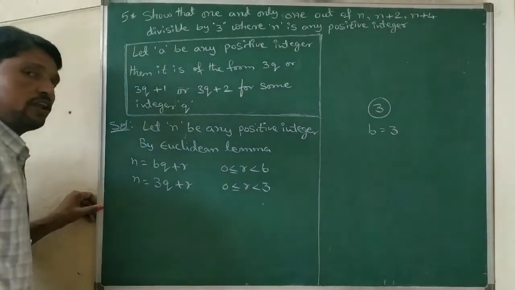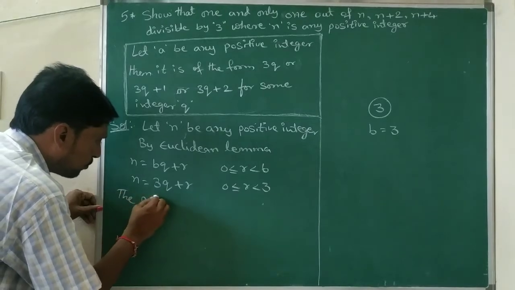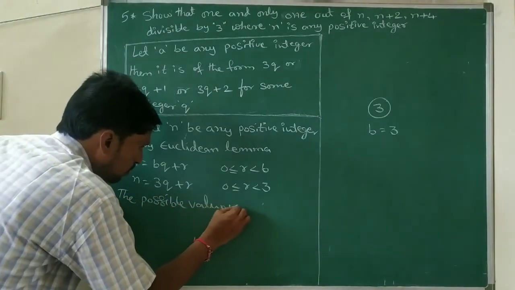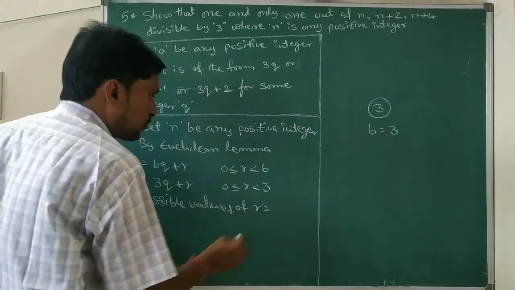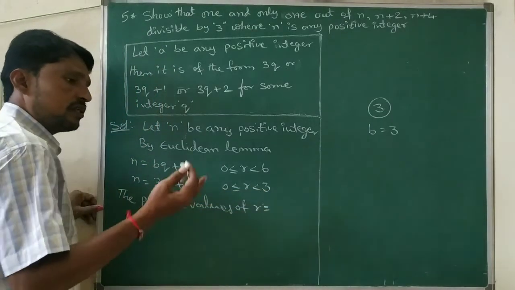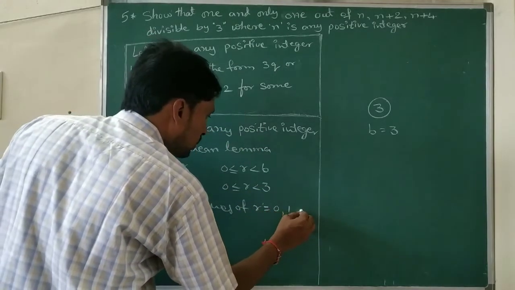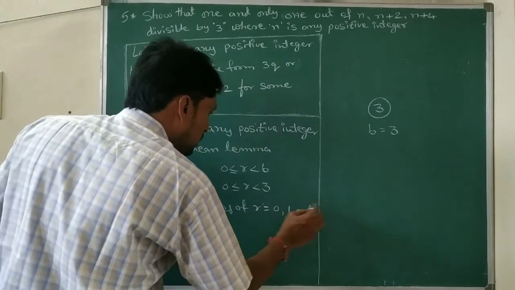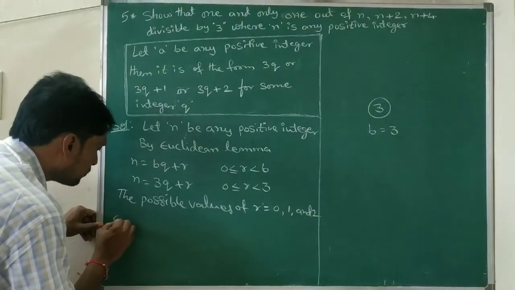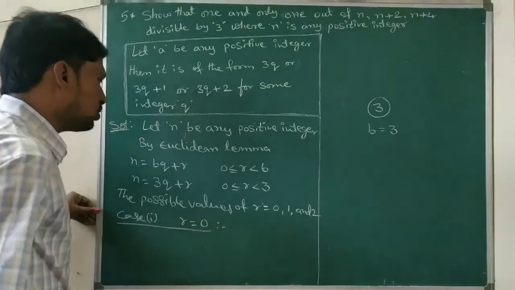Now the possible values of r you have to write. 0 less than or equal to r less than 3 means 0, 1 and 2. Just 3 cases we are getting. Now case number 1, r equal to 0.